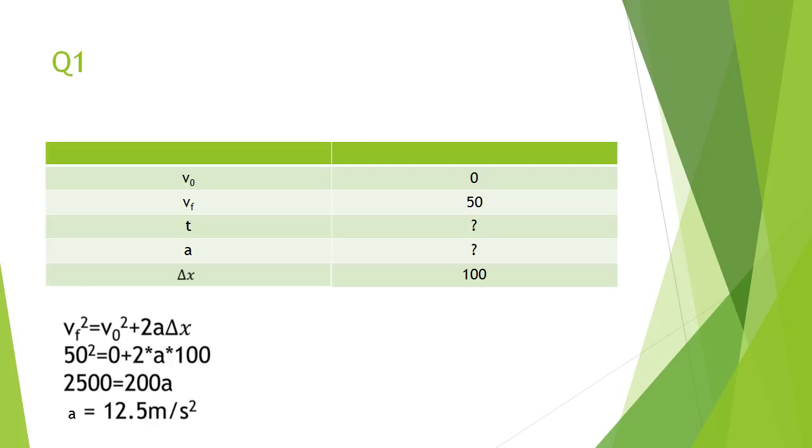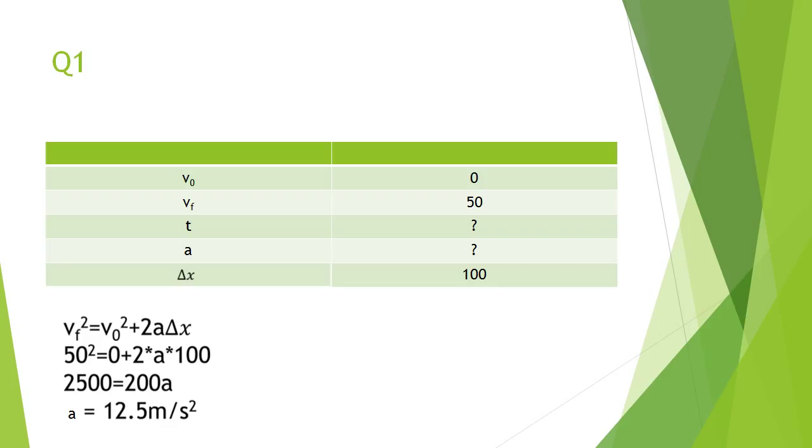Solution to question 1. So we know that our train goes from rest to 50 meters per second. So the initial velocity would be 0 and our final velocity would be 50 meters per second. Now we don't know what the time is, and also we don't know what the acceleration is. That's what we need to find out, by the way. Now we know that it takes the train 100 meters to achieve that final velocity.